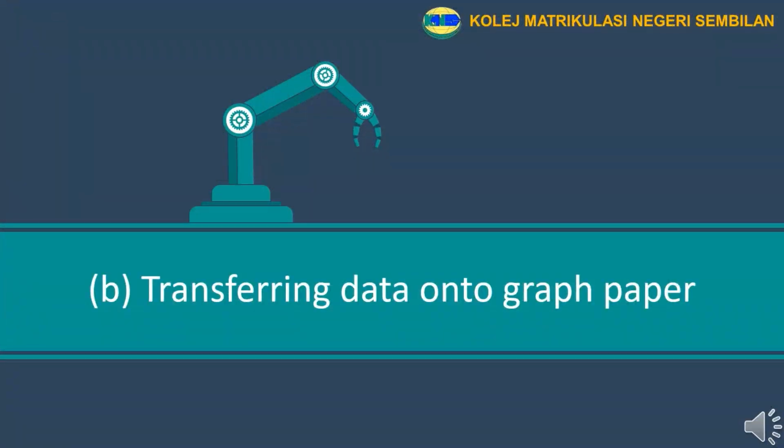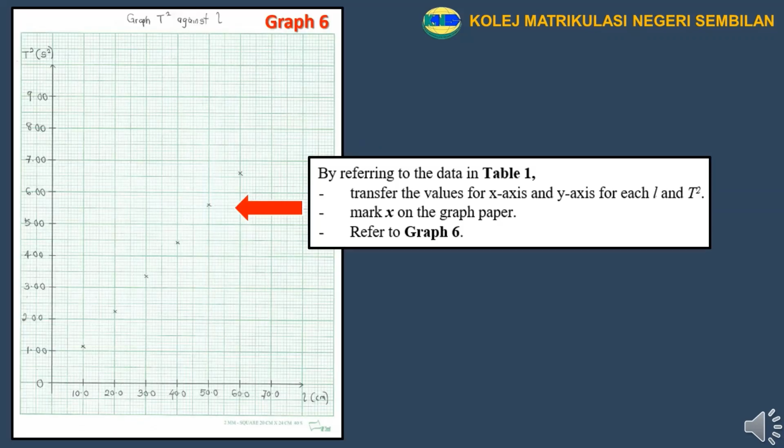B. Transferring data onto the graph paper. By referring to the data in table 1, transfer all values for x-axis and y-axis onto the graph paper. Mark X on the graph paper. Refer to graph 6.